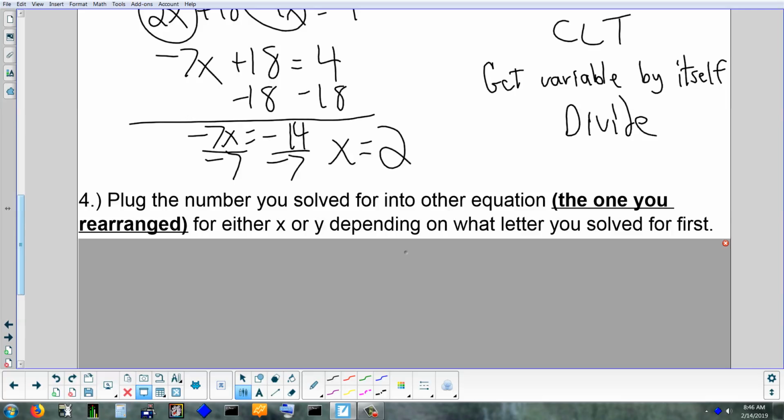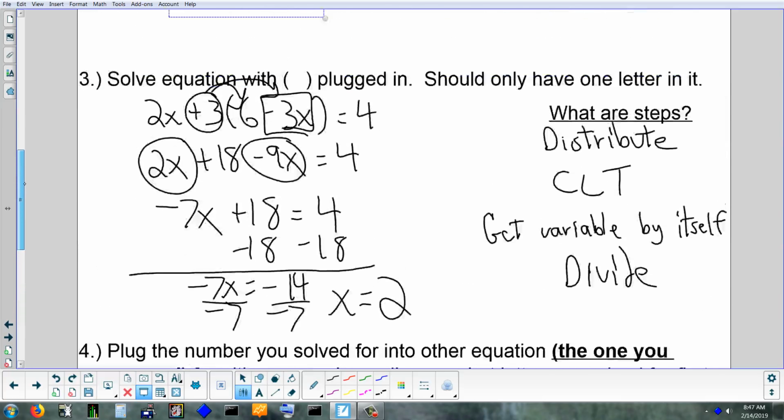For x or y, depending on what letter you solve for first. Again, like we said Tuesday, it all depends on what you have, what the setup is. In this equation, we ended up solving for x first. You might get an equation where you solve for y first. It's not wrong. It all depends on how the system's set up. So, I'm going to scroll back up just for a second.